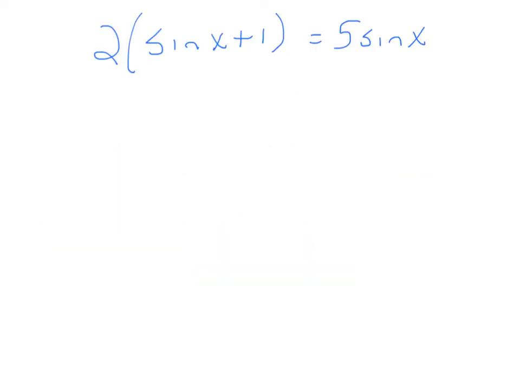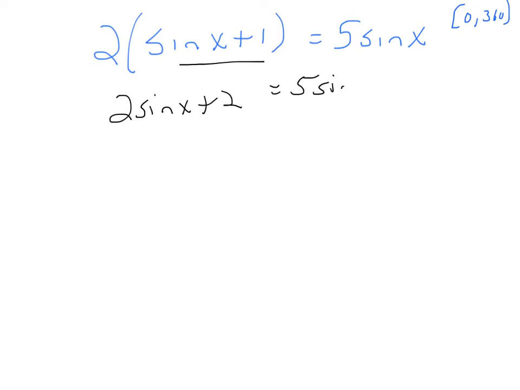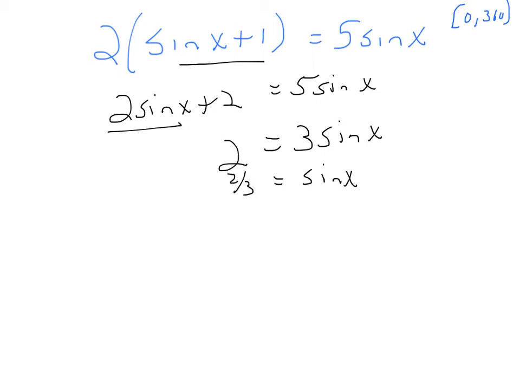So here's an example, and I want to find all angles from 0 to 360 again, so that's still my interval from 0 to 360 that satisfy this equation. First thing I'm going to do is distribute the 2 through this binomial. So I'm going to get 2 sine of x plus 2 equals 5 times the sine of x. I'm going to subtract the 2 sine x from both sides, and I'll get 2 equals 3 sine of x. And then when I divide both sides by 3, sine of x equals 2/3.